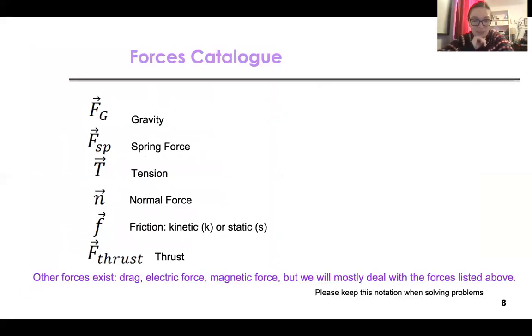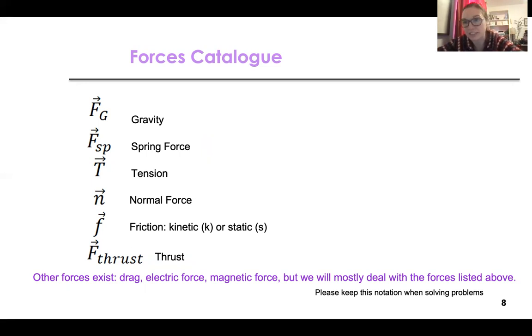Okay, so here are the forces that we're going to be dealing with in this class. We have the gravitational force, Fg. Sometimes I'll write it F little g, and either is fine. The spring force, Fsp. Okay, tension is T. Predictably, the normal force will be the lowercase n. Little f is going to be the frictional force. So with the subscripts, F subscript k is kinetic friction, F subscript s is static friction. And finally, we might have some questions with a thrust force. So that's F thrust, obviously.